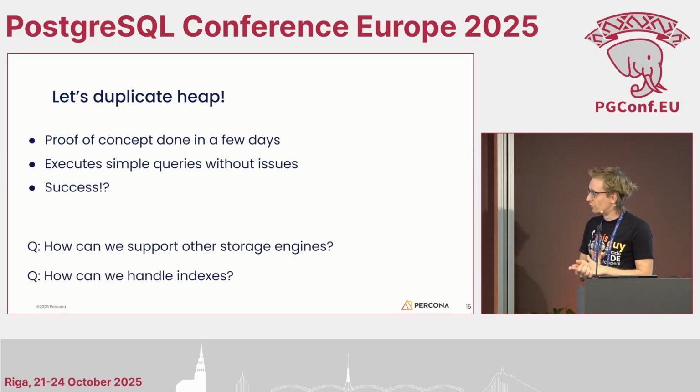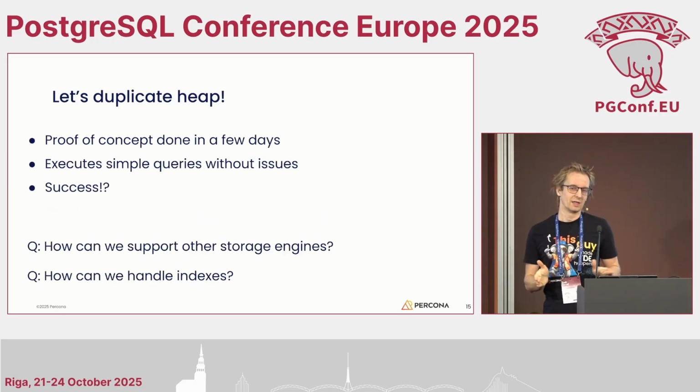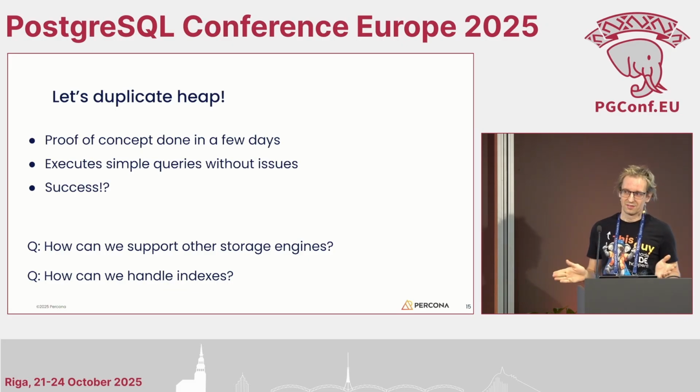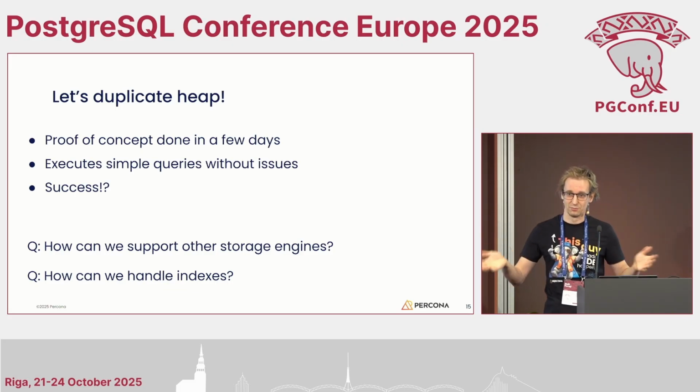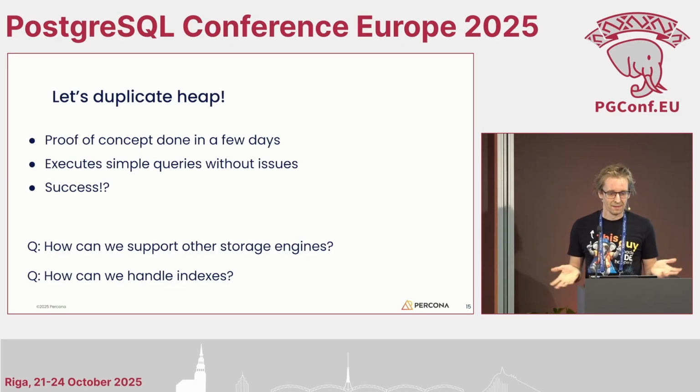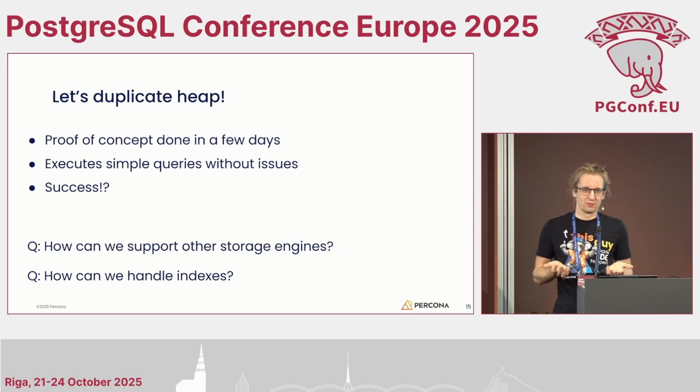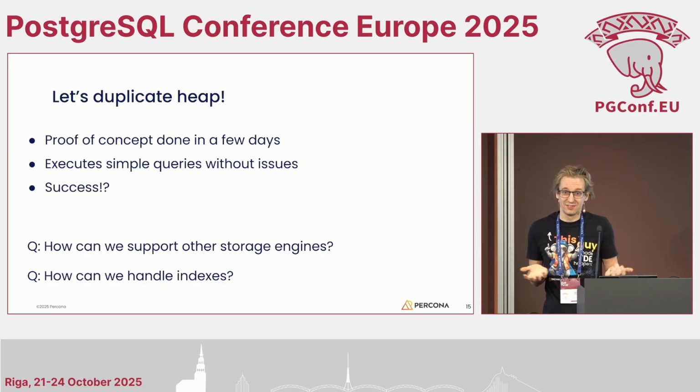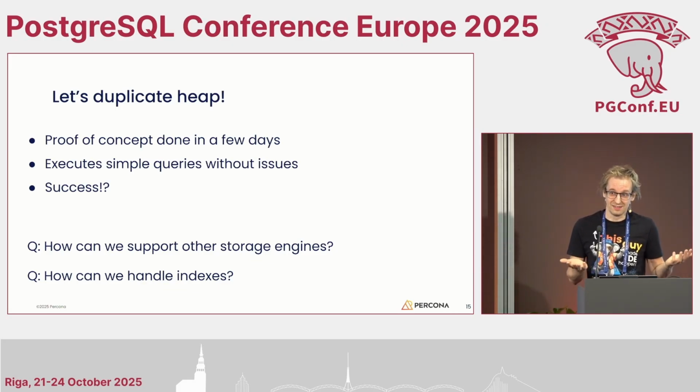So we did a proof of concept, and that was really easy. We got it working in just days, and it was able to execute simple queries, like simple select, simple insert, updates. It all worked. And at that time, we had to ask ourselves the question, did we just succeed this easily? Could it be this simple?